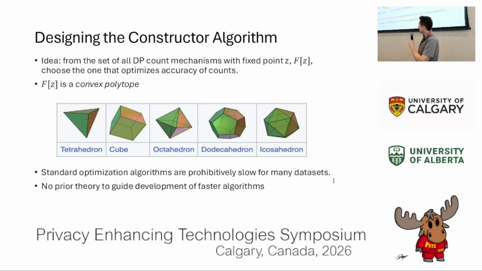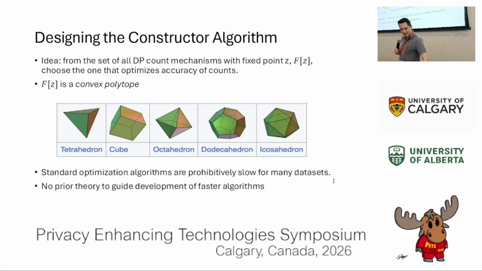Now it turns out that this set, this f of Z, is what we call a convex polytope. So a polytope is an intersection of linear half spaces. So here in 3 dimensions, I have some examples of polytopes in 3 dimensions. In this work, we're talking about a much, much higher number of dimensions. So unfortunately, it turns out that standard optimization algorithms just run way, way too slowly to be able to perform an optimization over these polytopes. And another obstacle for us is that there's really not any existing theory about these mechanisms that could help us design faster mechanisms.